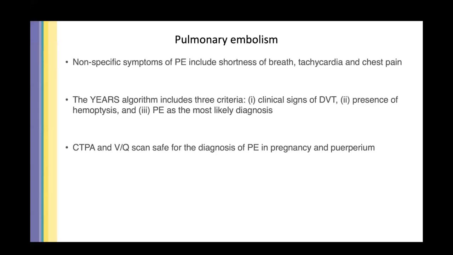So as well, just as mentioned with the DVT, for pulmonary embolism, some patients might not really have very clear signs of PE, but they could present with very mild symptoms of shortness of breath or tachycardia or chest pain. But when these patients present, you also have to have a high index of suspicion. And then you apply the YEARS algorithm, which uses the clinical signs of DVT, the lower limb DVT, or the iliofemoral DVT suspected.